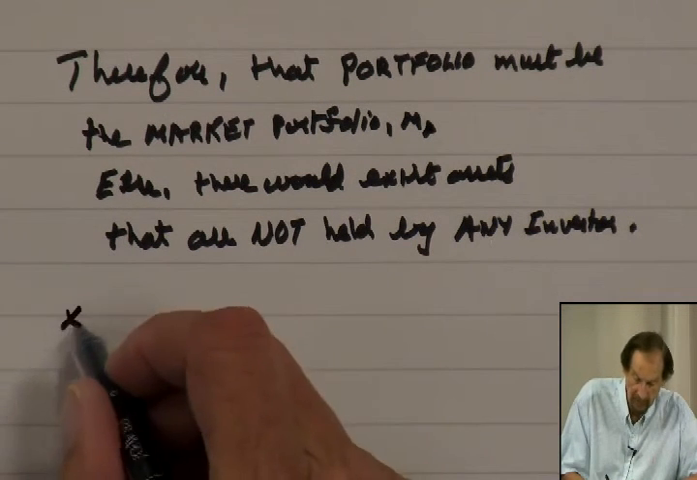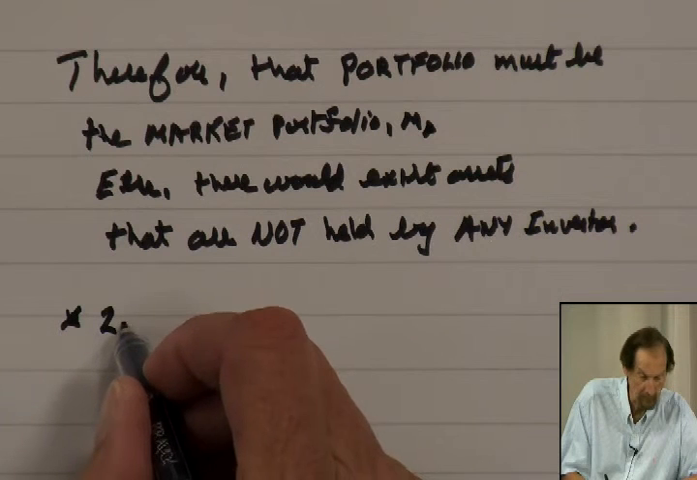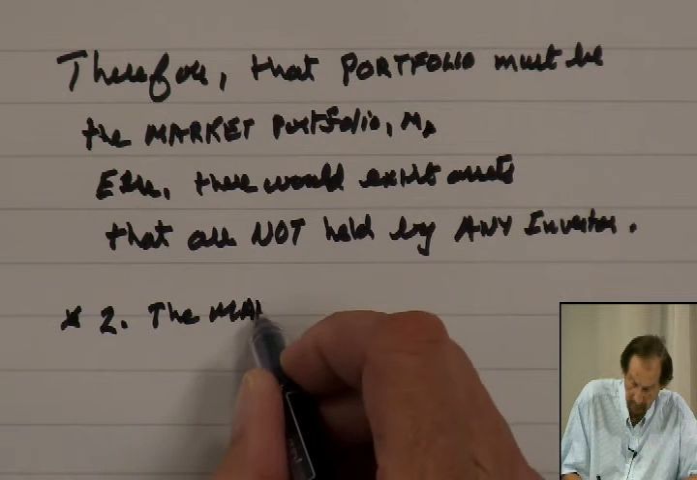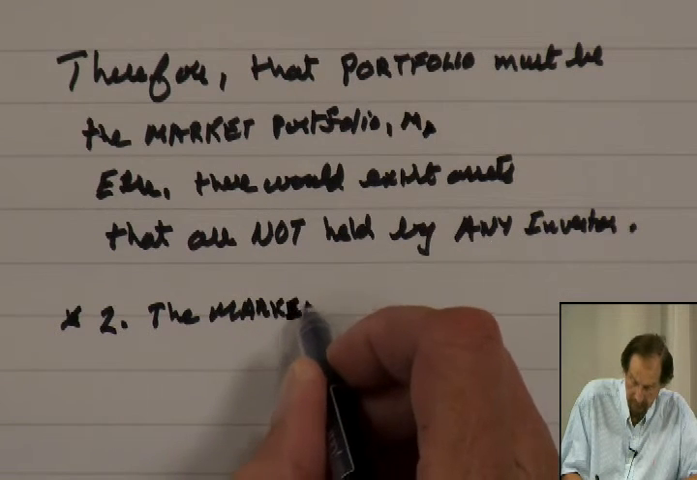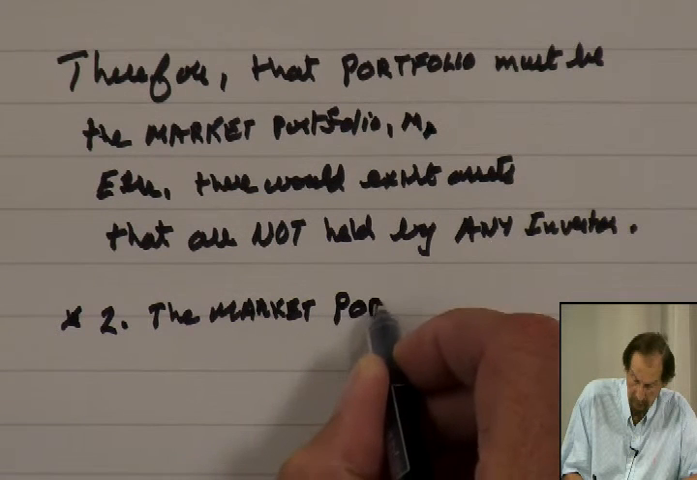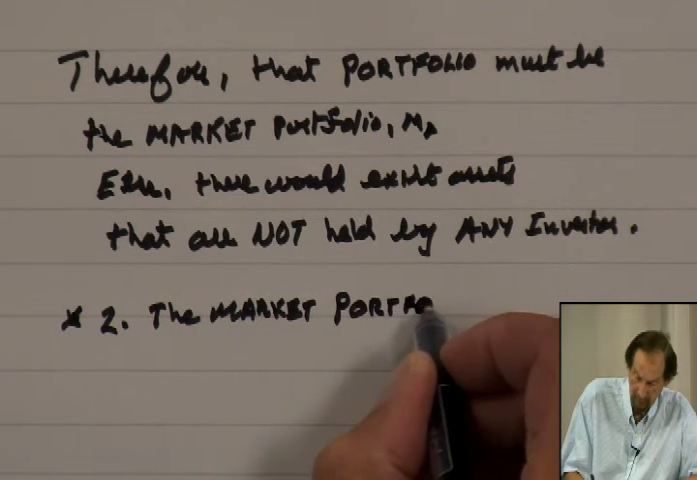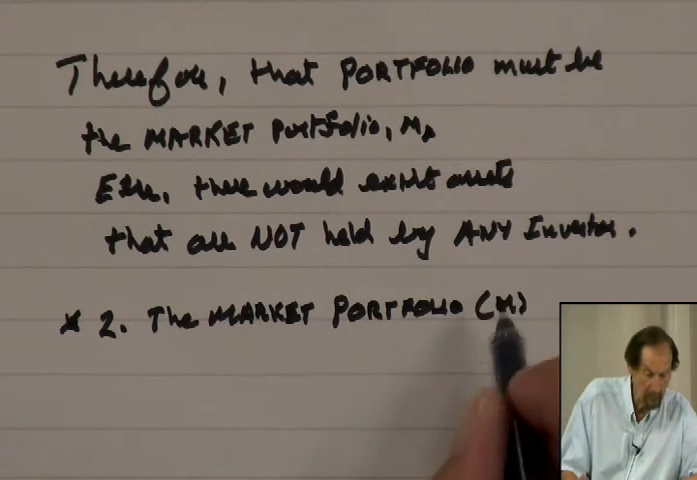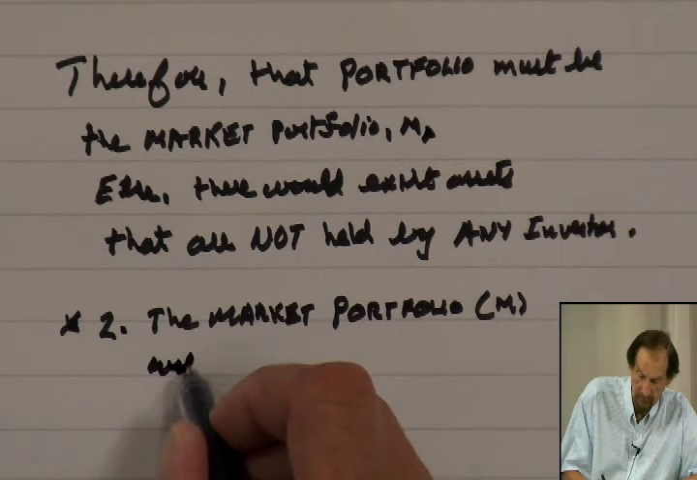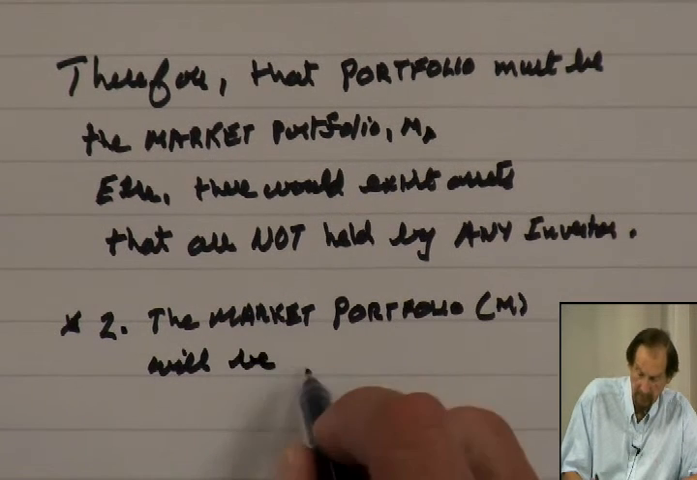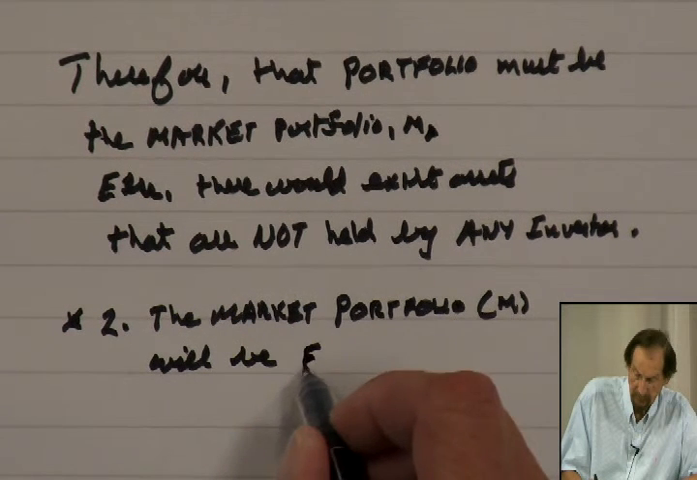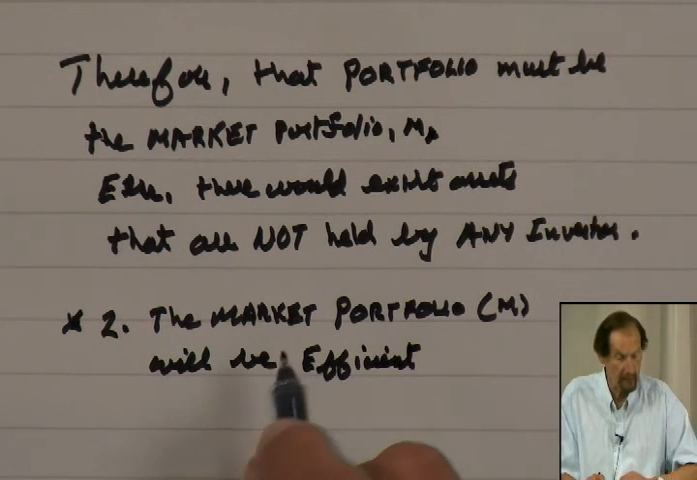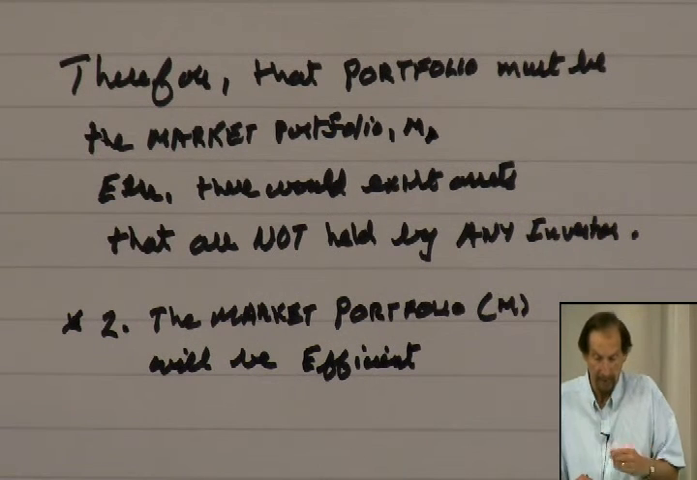Okay. So a second implication is the following. Two, the market portfolio M will be efficient. It's on the efficient frontier.